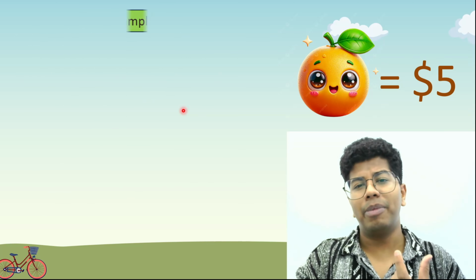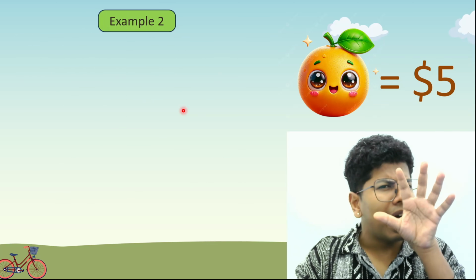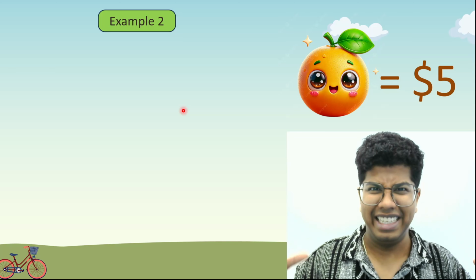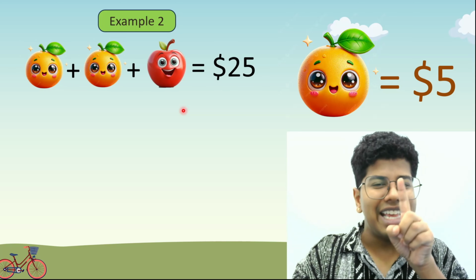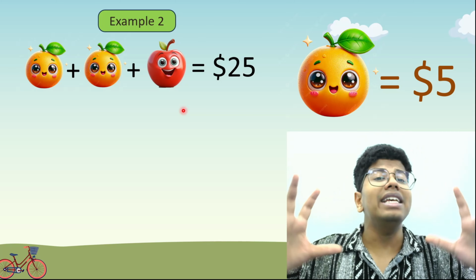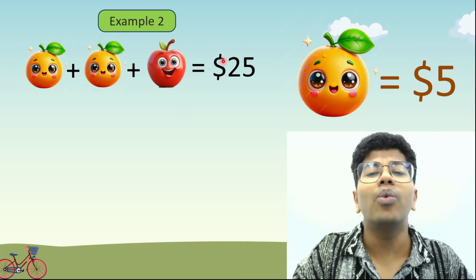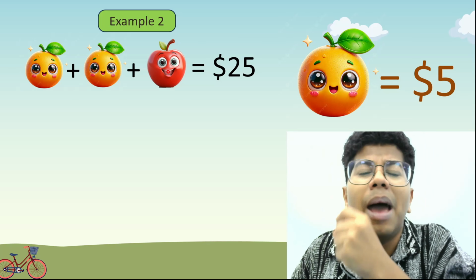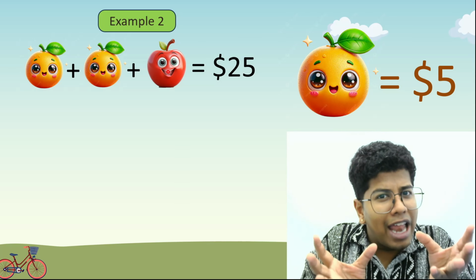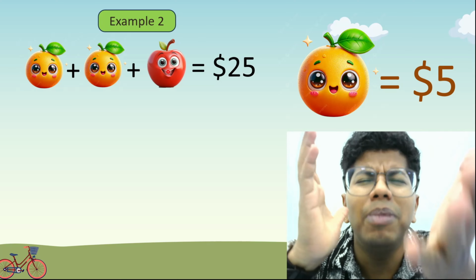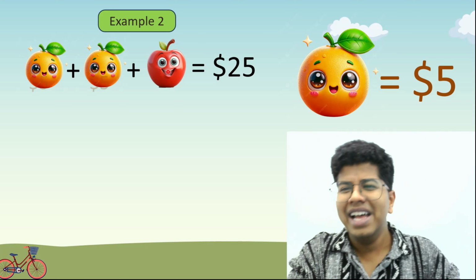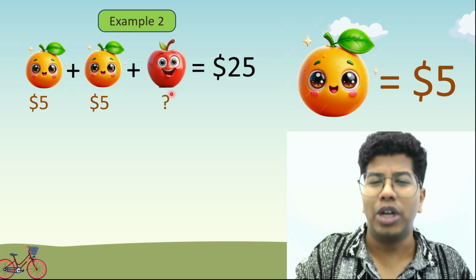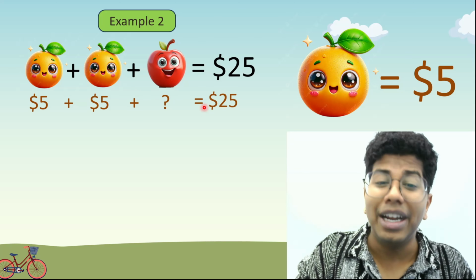Now this is just the first example. Let's look at another example where the price of the orange is the same, $5, but there is a new fruit added in our basket. Let's say there are 2 oranges and 1 apple, with a total price of $25. We have to find the cost of this apple. What did we see in example 1? Whenever we have a figure corresponding to a value, what should we do? Replace. You still remember? Very good. So we substitute the figure with its value, and for the apple we don't know, so I'll put a question mark and add them up together to get 25.